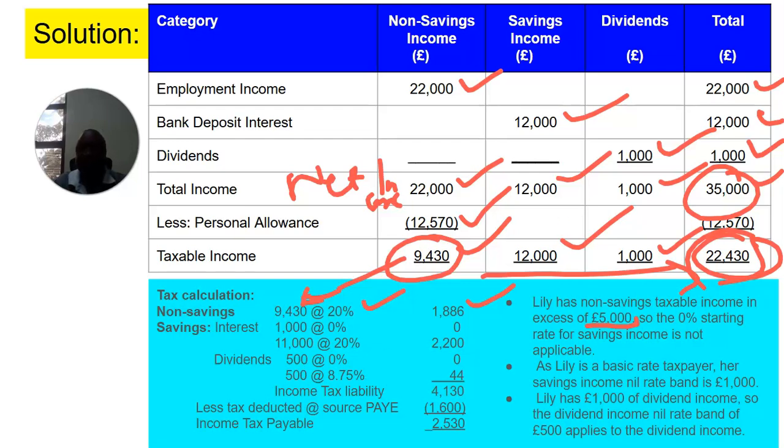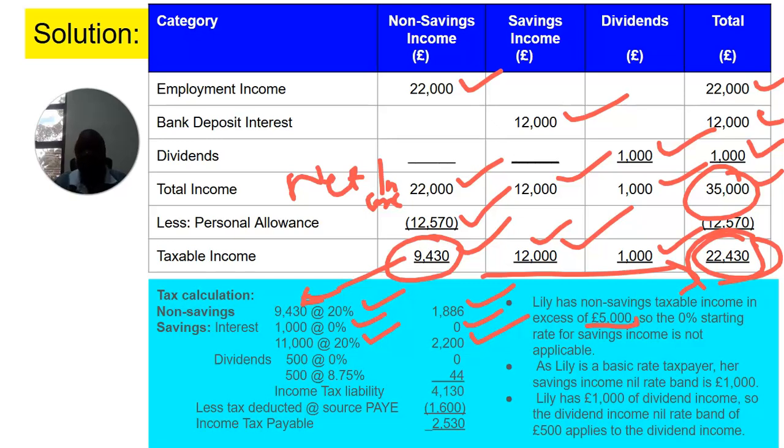Then on the savings income, because she's a basic rate taxpayer, she is entitled to a 1,000 nil rate band, and she has to pay 0 on that. And then the remainder, 12,000 minus 1,000, we are left with 11,000. The rate which is applicable is the basic rate taxpayer's rate of 20%, and she pays that amount.